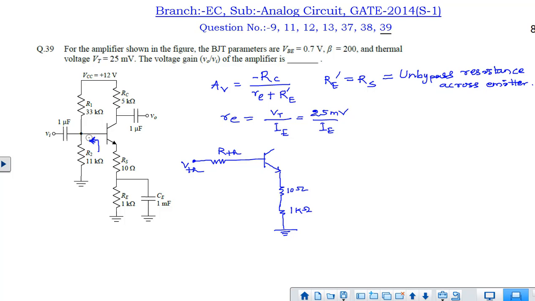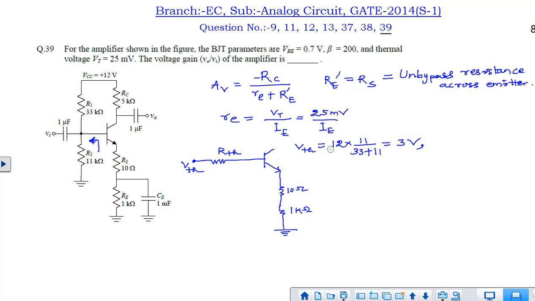So looking at this point, we can have the Thevenin equivalent circuit like this: Vth, Rth, and this 10 ohm, that is RS, and RE will be 1 kilo ohm. Like that the circuit will be there. So you can find out the current and voltage accordingly.